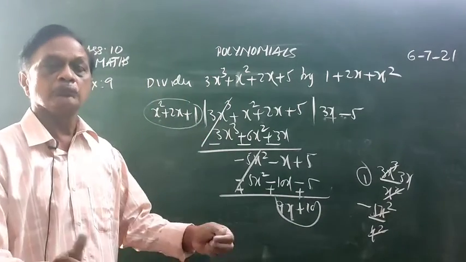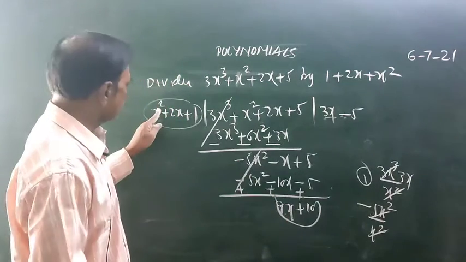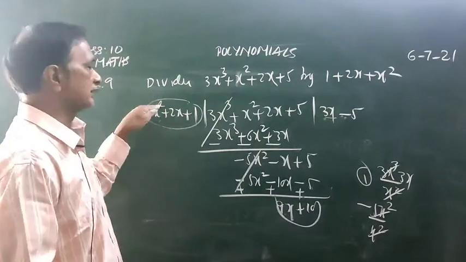Then we stop the division. Why? Because what is the degree of the remainder? 1. What is the degree of the divisor? 2. So we got the remainder whose degree is less than the degree of the divisor. Then we stop the division.